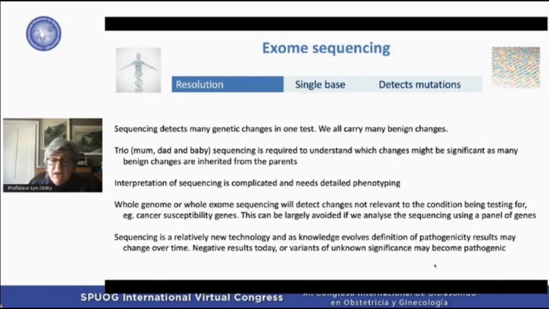A whole genome or whole exome sequencing can detect changes which are not relevant to the condition being tested for. For example, cancer susceptibility genes. So if you do whole genome sequencing or whole exome sequencing, that's what you can get. You can avoid this if you analyse the sequencing using a panel of genes, so you select which genes you look for. And finally, you need to remember that sequencing is a relatively new technology, and as knowledge evolves, the definition of pathogenicity will change over time. So a negative result today, or variants of unknown significance today, may become pathogenic later as our knowledge improves.